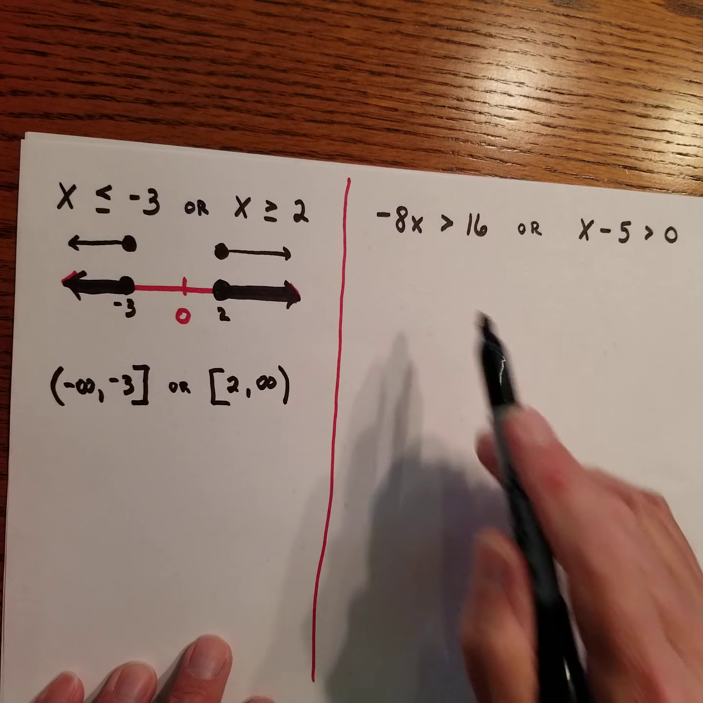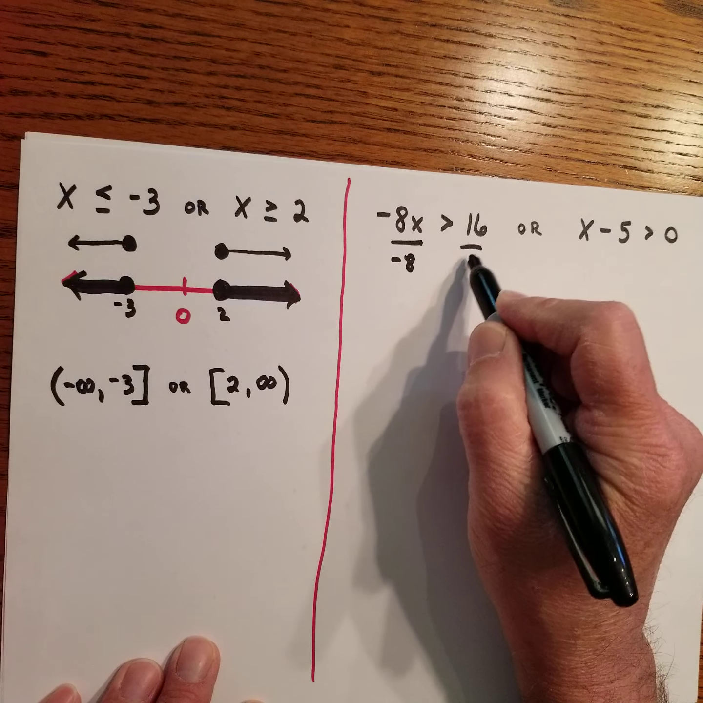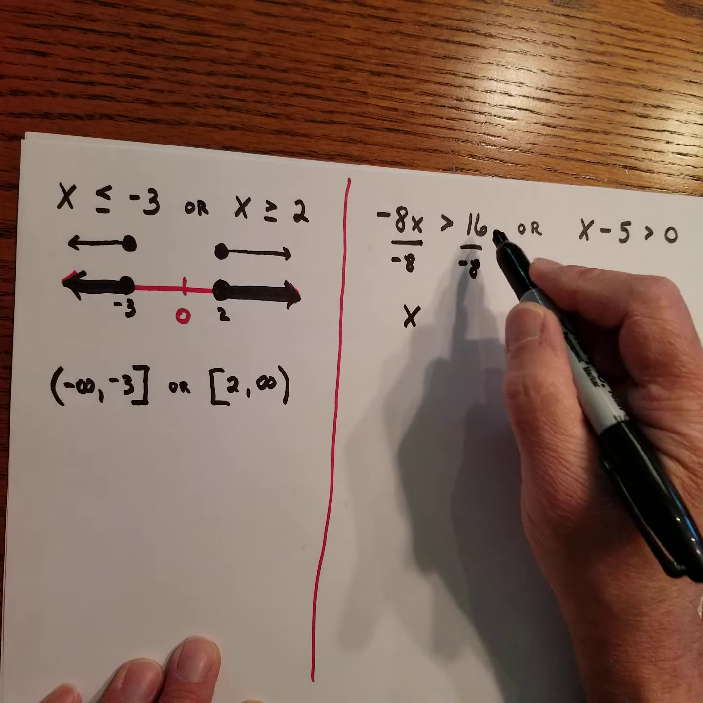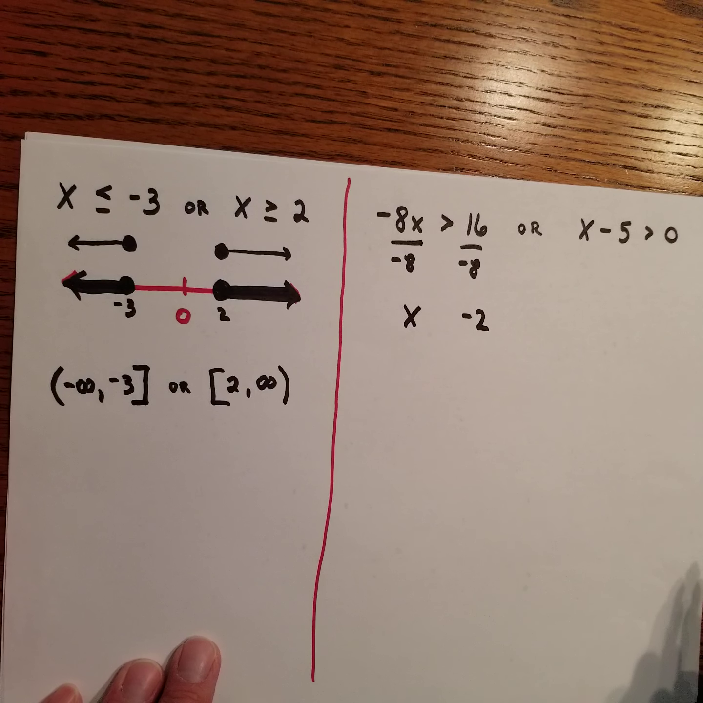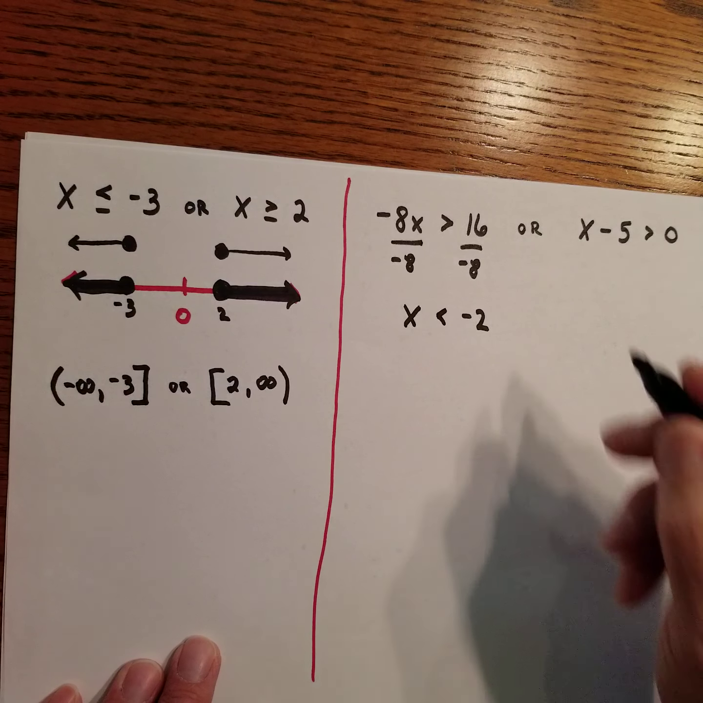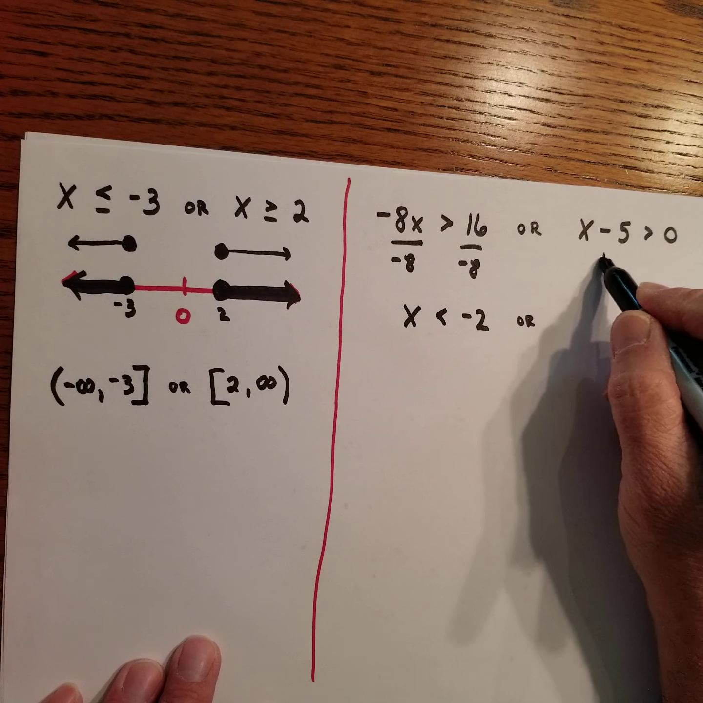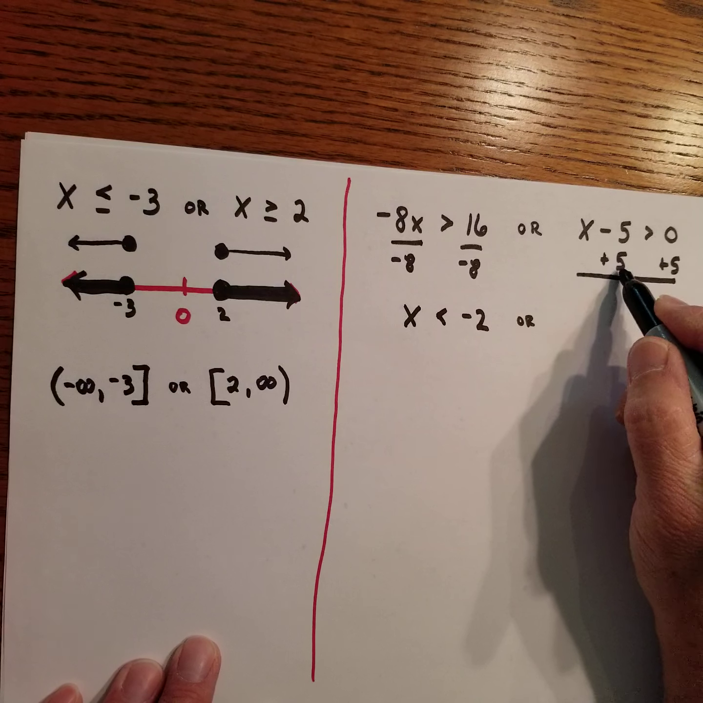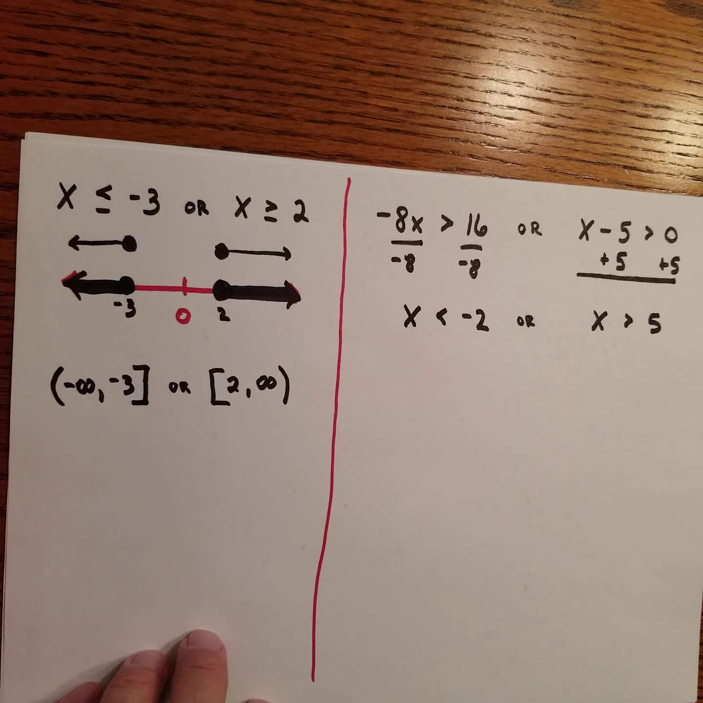Let's try this one. I should solve both sides. I'll divide by -8. -8 divided by -8 is 1x. 16 divided by -8 is -2. But remember, when you divide by a negative number, the inequality symbol flips over. To solve here, the inverse of subtraction is addition. -5 and +5 is 0 plus x. 0 plus 5 is 5.